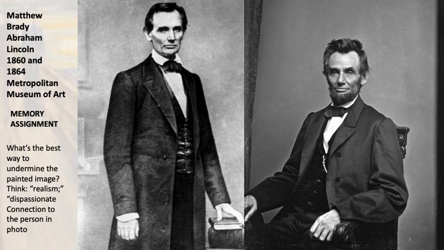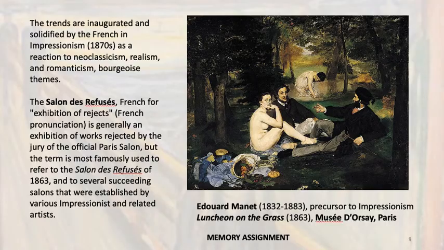And here are two pictures of Abraham Lincoln from 1860 and 1864, which are currently in the Metropolitan Museum of Art. It's one of our memory assignments. So what's the best way to undermine the painted image? Formerly, the painted image used to be realistic and dispassionate and connected to the person in the photo. But photos are doing that work so much better now. So there's a playing with what is the real. So these new trends were inaugurated, and solidified by the French Impressionists of the 1870s.